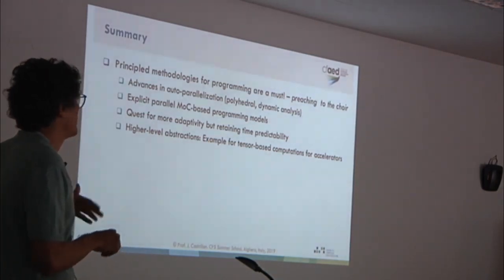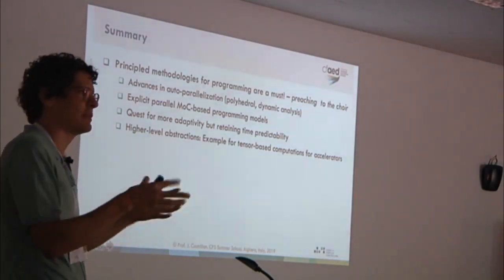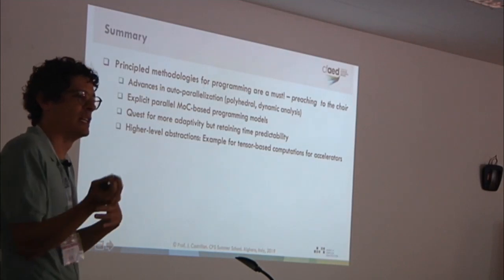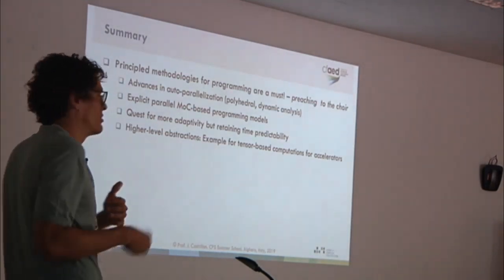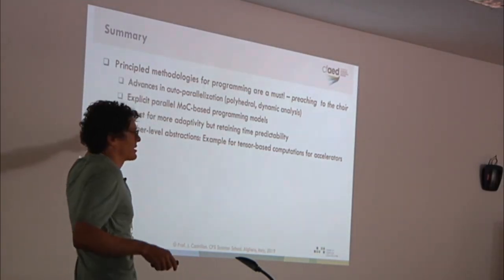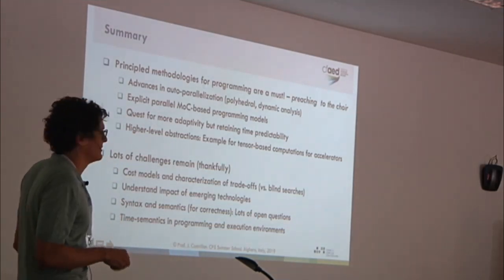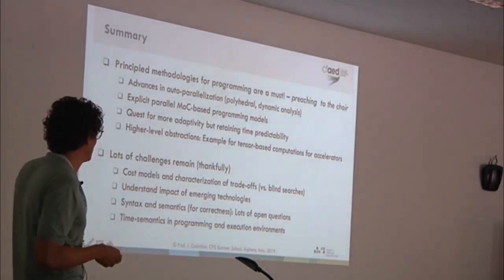And I talked about high-level abstractions, with tensors as an example, because it's a hype topic, but we are interested in general in these kinds of things. How can you encode things in a syntax and a semantics that gives the compiler a bit more information to do cooler stuff? I think that's an area I'm excited to work in. Many challenges remain, thankfully, because I'm only 5 years into my professorship, so there should be cool stuff to do.